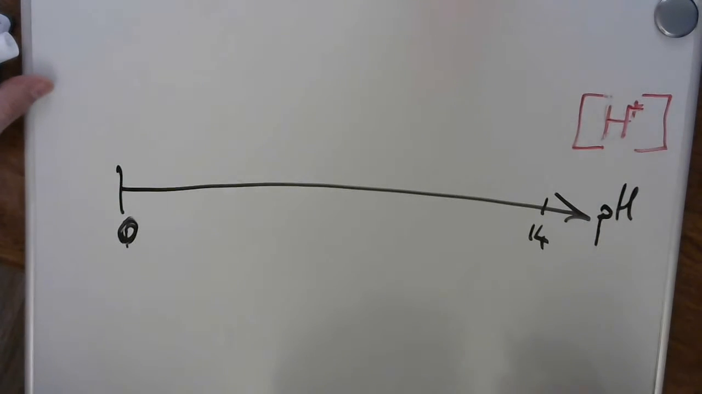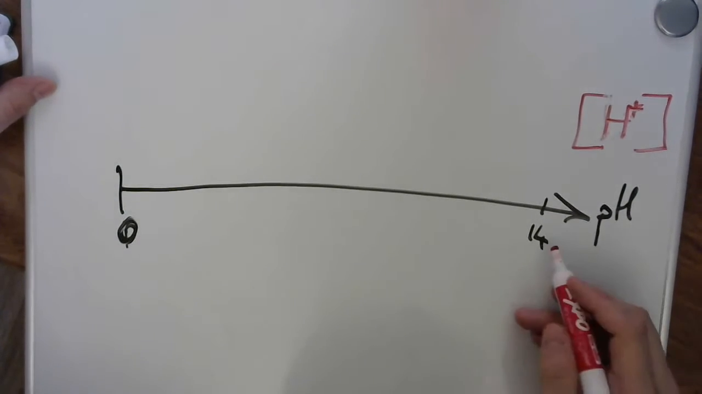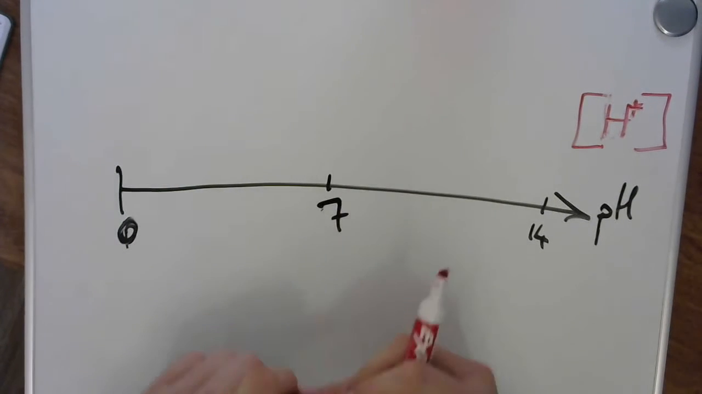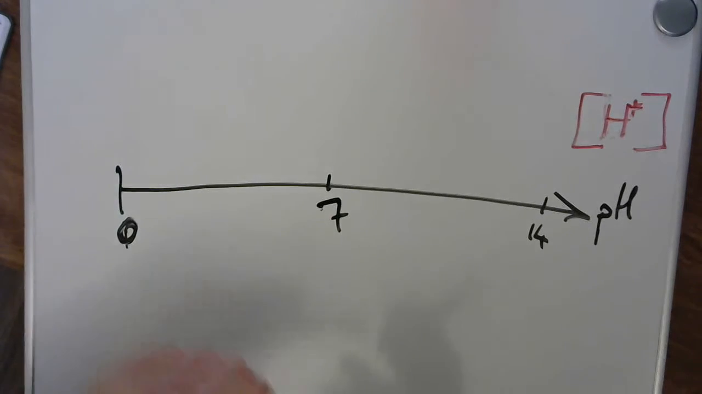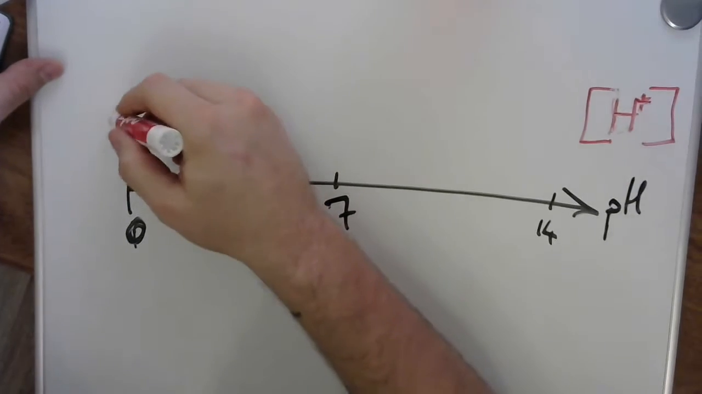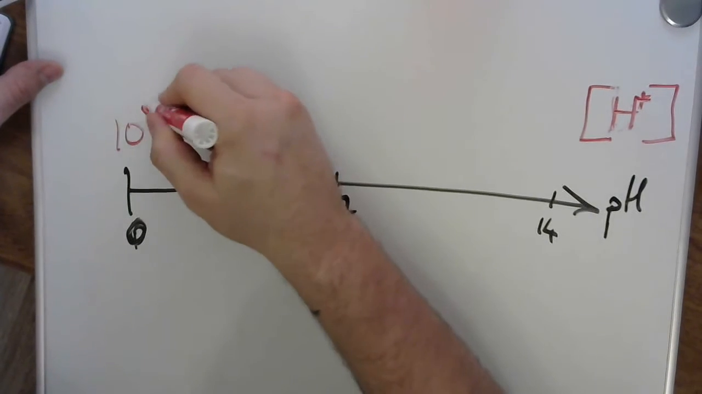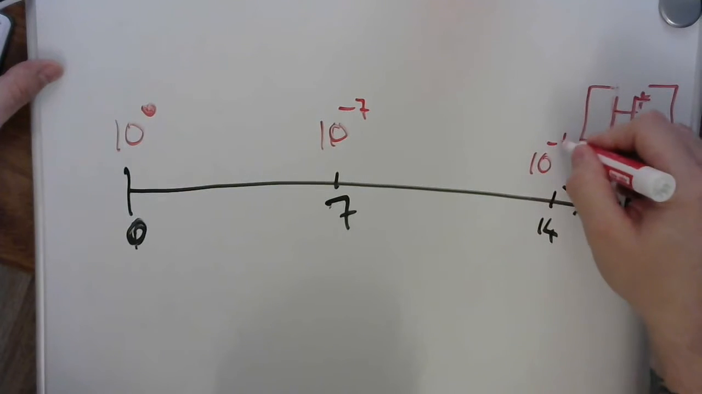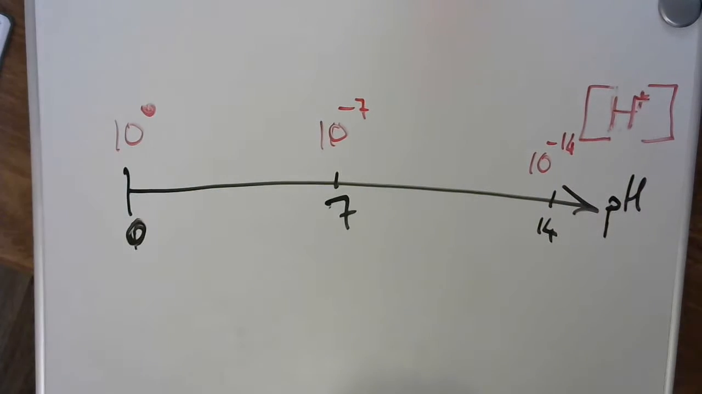So why do we say that? Because what do those numbers between 0 and 14 actually mean? Those numbers mean the negative power of a scale of 10. So 10 to the power 0, 10 to the power minus 7, 10 to the power minus 14. And so what does that mean?